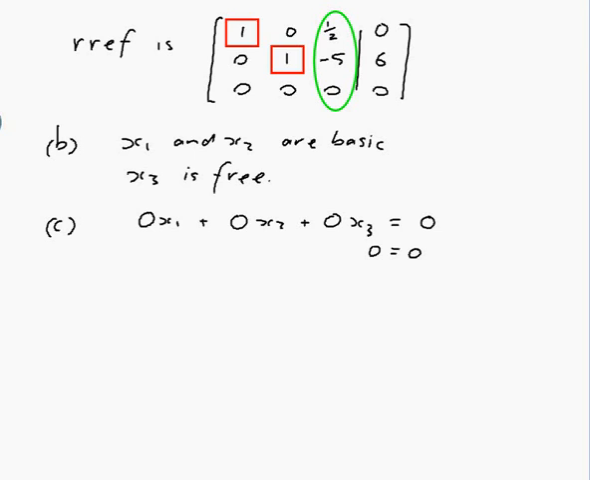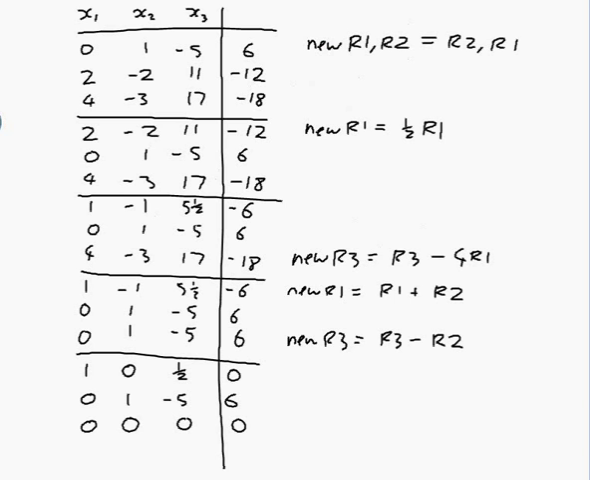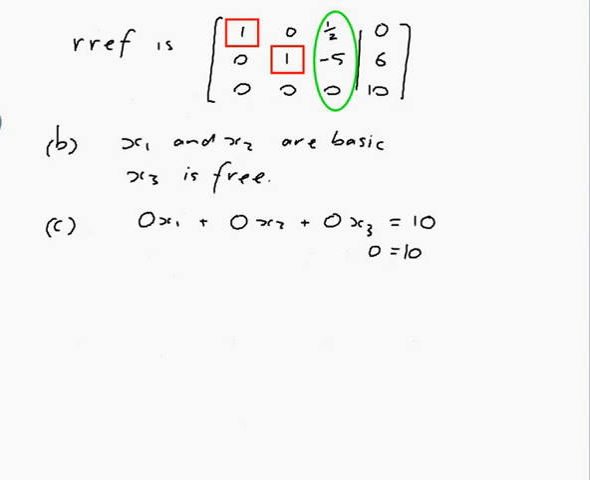But the point is, if this number here had been, say, a 10 instead of a 0, we would have gotten 0x1 plus 0x2 plus 0x3 equals 10. 0 equals 10, which is wrong. That's not possible. And so if that had been a 10, there would be no solutions at all. But there are solutions, possibly, because it's not a 10, it's a 0. So, solutions certainly exist. How do we find them?